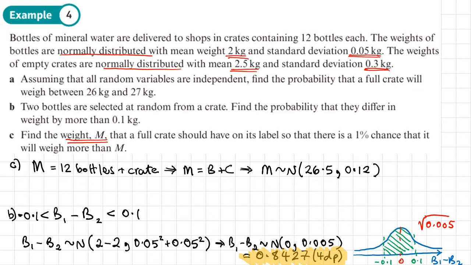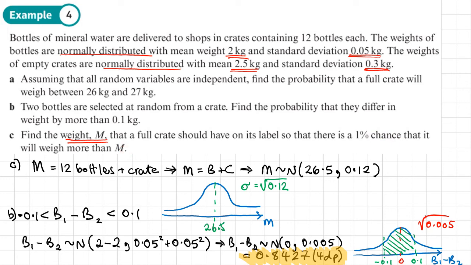Right, and let's draw a diagram, that may help on this question. So I've got this M, which is normally distributed. I have the mean of M, which is 26.5. I have the standard deviation of M, which is going to be the square root of 0.12. And the question says we need to find a weight. So we need to find a value on this scale. So it's probably like inverse normal, that a full crate should have on its label, so that there's a 1% chance that it will weigh more than M.